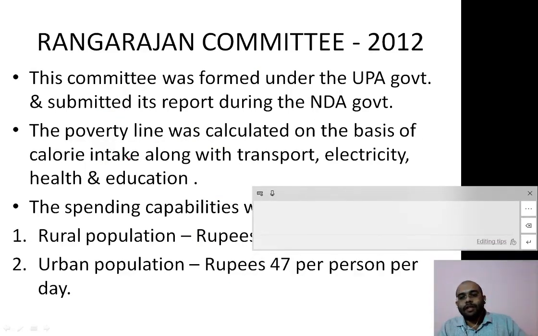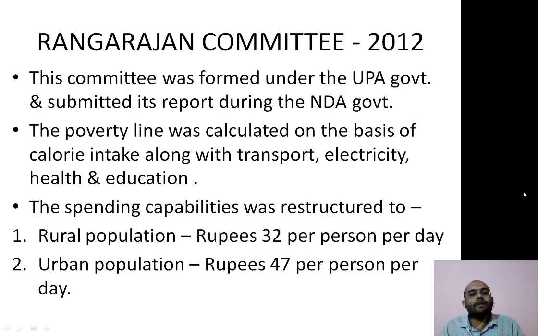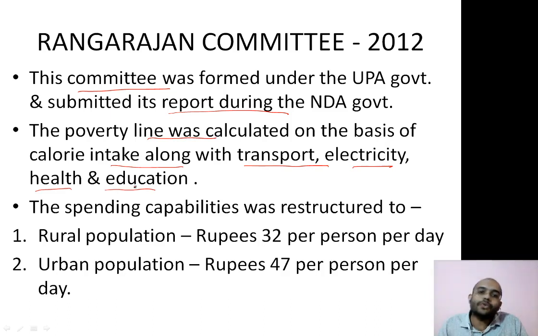Now, after 2005, the Rangarajan committee was formed in 2012 under the UPA government, with Dr. Manmohan Singh as the Prime Minister. It submitted its report during the NDA government of Narendra Modi. The poverty line was calculated on the basis of calorie intake along with transport, electricity, health and education, just like the Suresh Tendulkar committee. The spending capabilities were restructured.